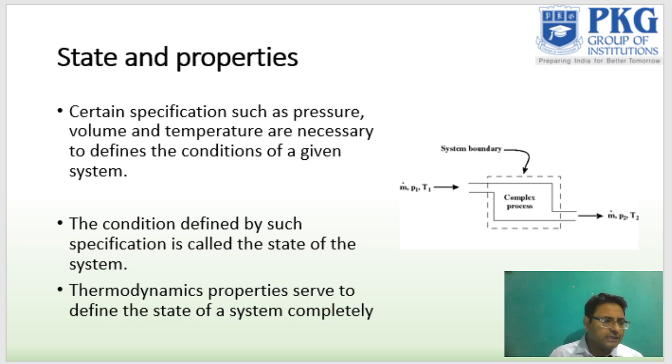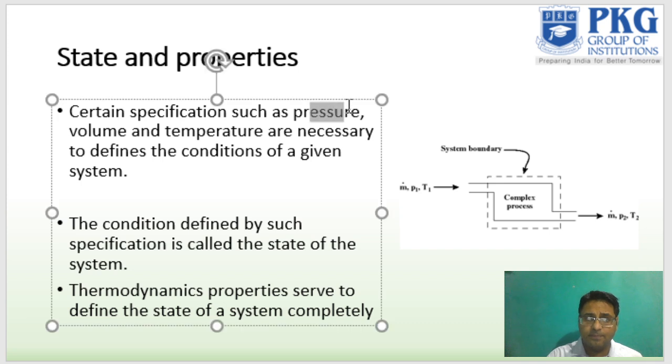The next one is the state and properties. Certain specifications such as pressure, volume, and temperature are necessary to define the condition of a given system. Suppose this is a system, and these are some properties: rate of change of mass, pressure, temperature. These are some conditions given. These are the properties of the system. The condition defined by such specifications is called the state of the system. The thermodynamic properties define the state of the system completely.